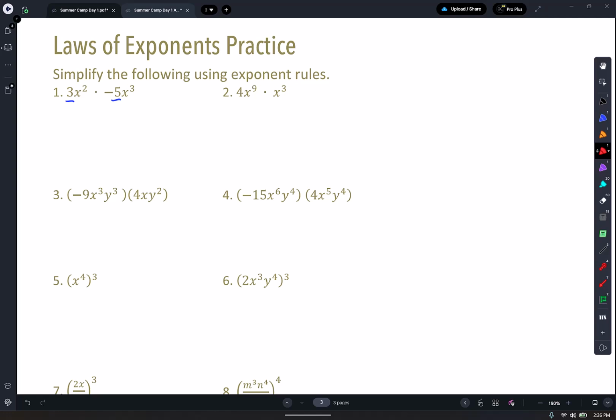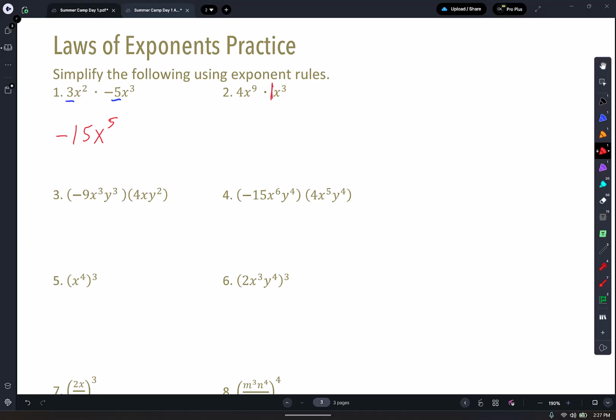But, all right. What's 3 times negative 5? Negative 15. Yeah, you're good. And then I have x squared times x cubed. What am I going to do to those x's? X to the what? 5. When you multiply the same base, you add the exponents. Good job. All right, next one.